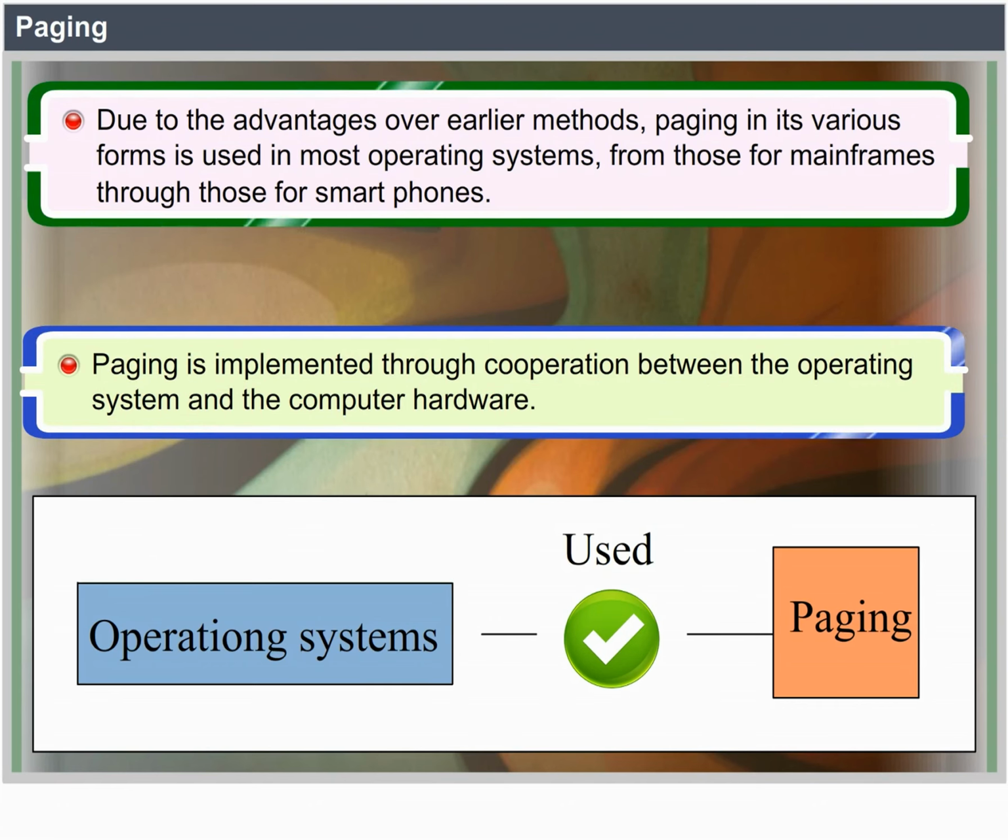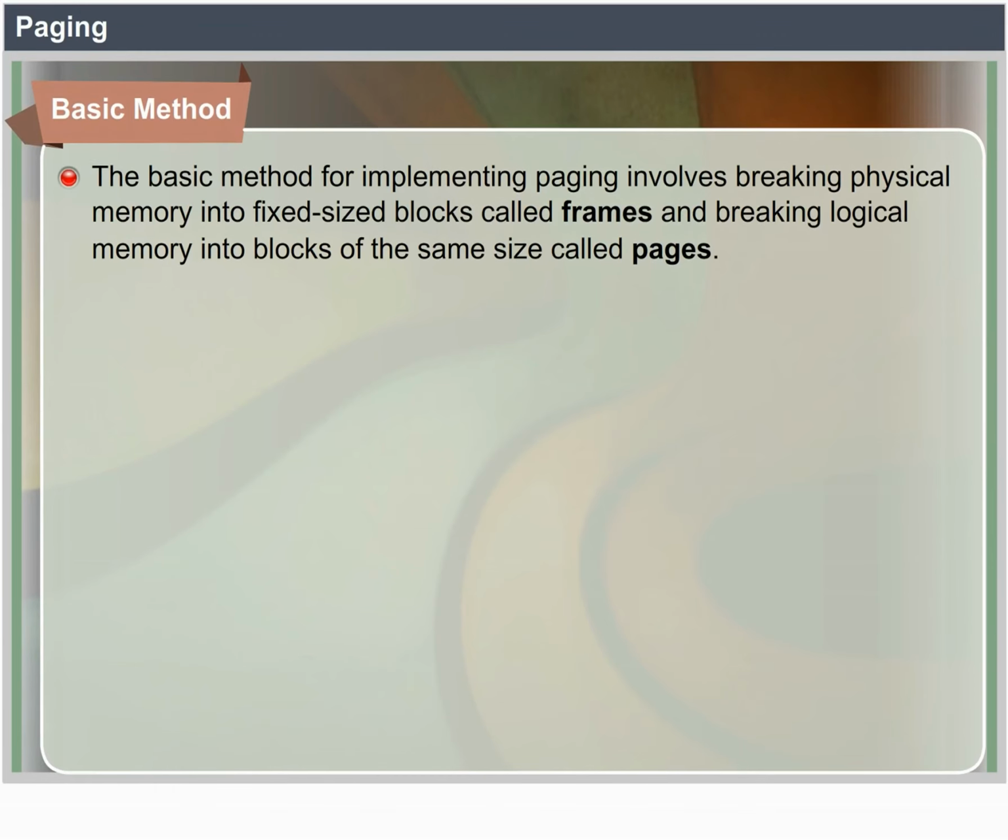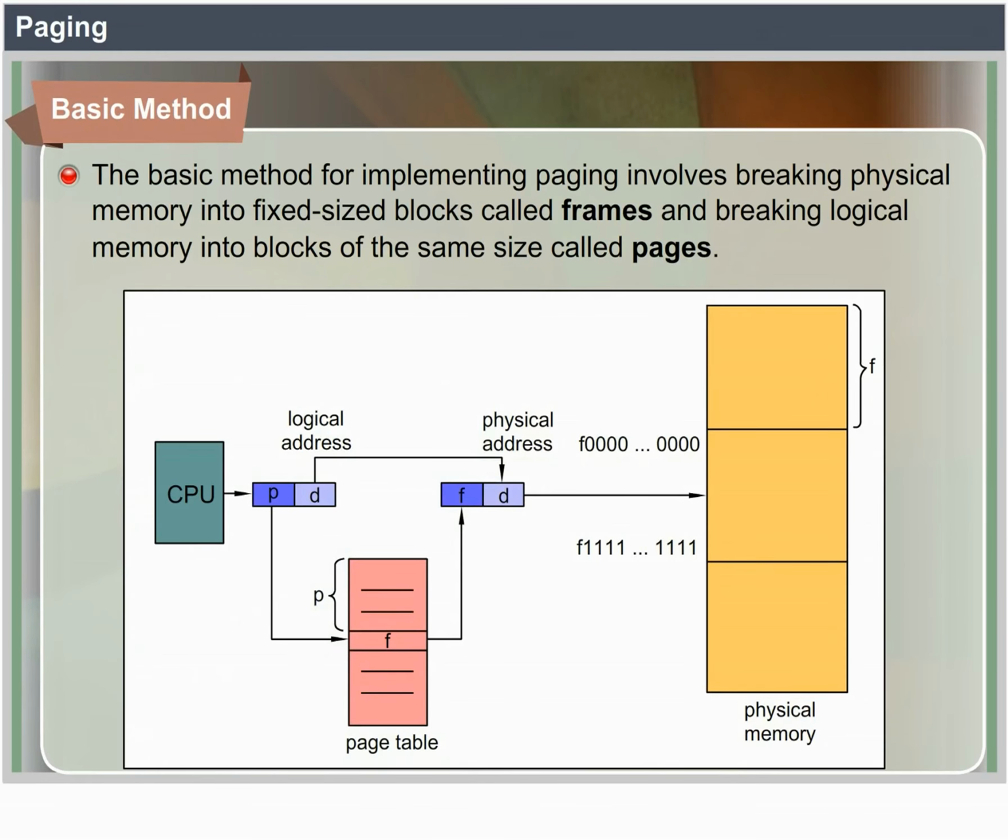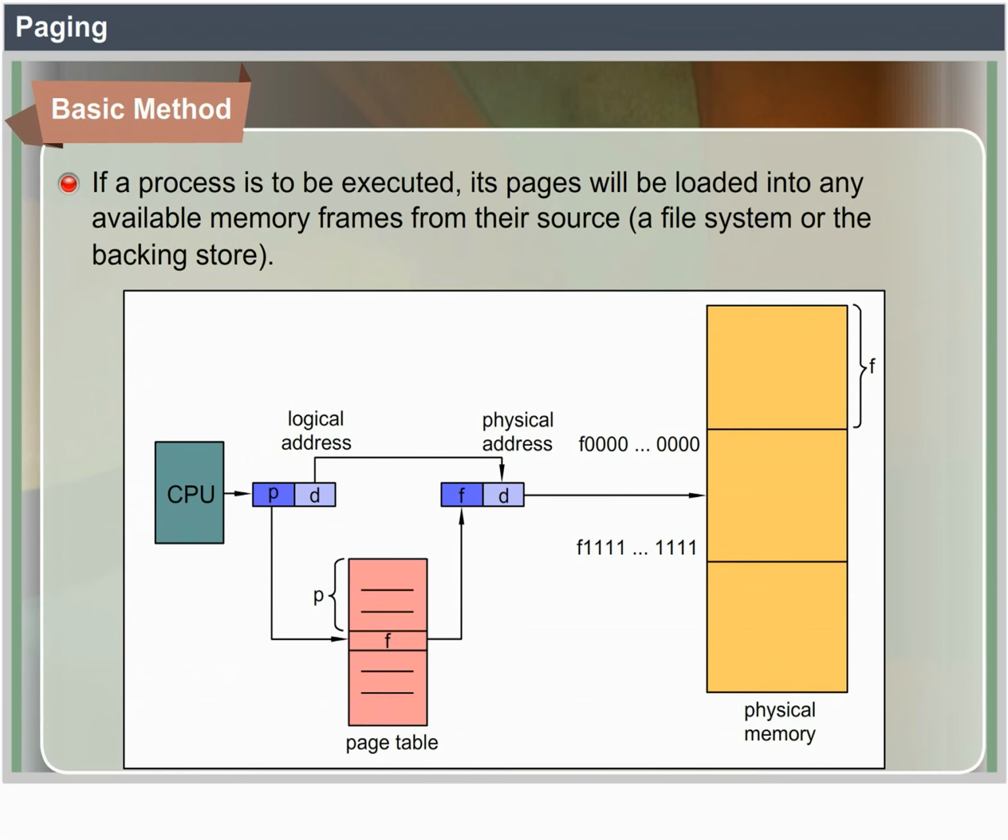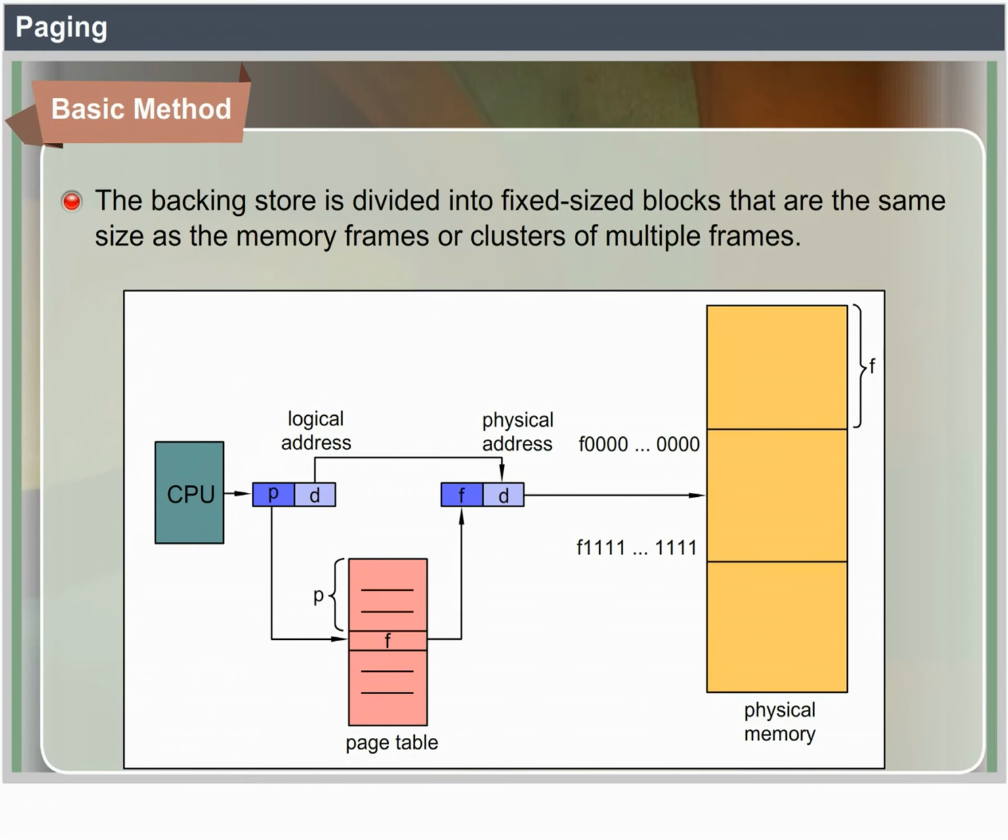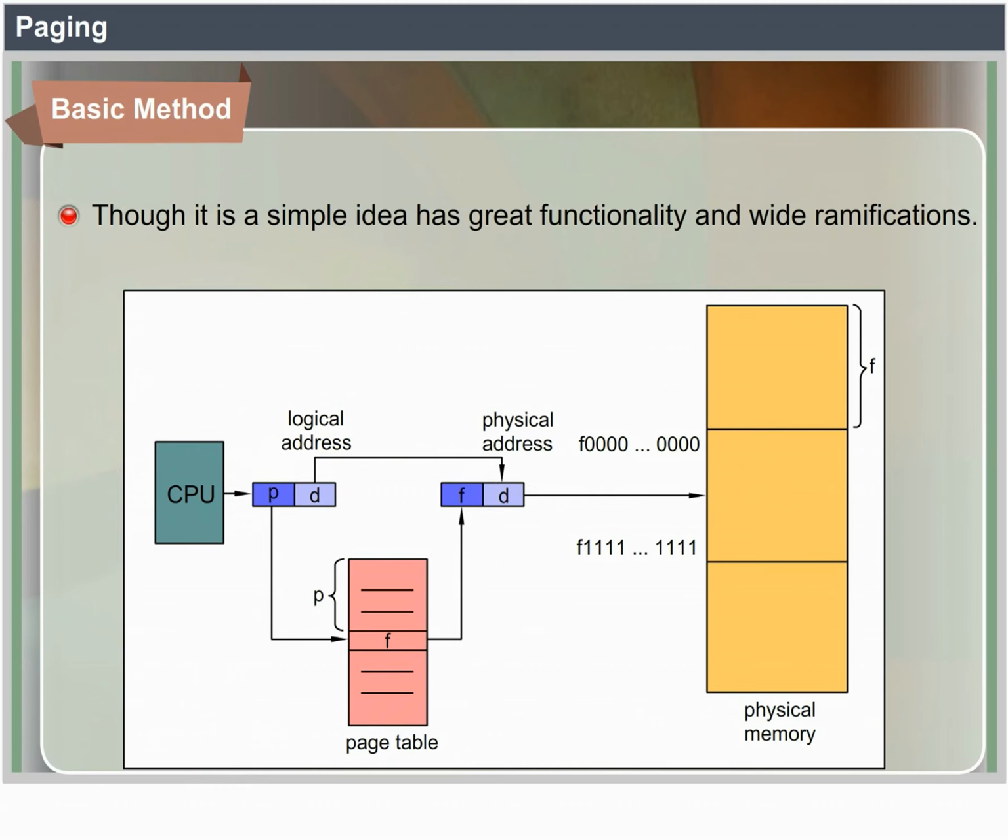Basic method. The basic method for implementing paging involves breaking physical memory into fixed-size blocks called frames and breaking logical memory into blocks of the same size called pages. When a process is to be executed, its pages are loaded into any available memory frames from their source, a file system or the backing store. The backing store is divided into fixed-sized blocks that are the same size as the memory frames or clusters of multiple frames. This rather simple idea has great functionality and wide ramifications.